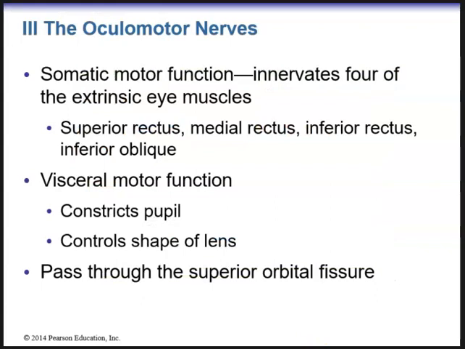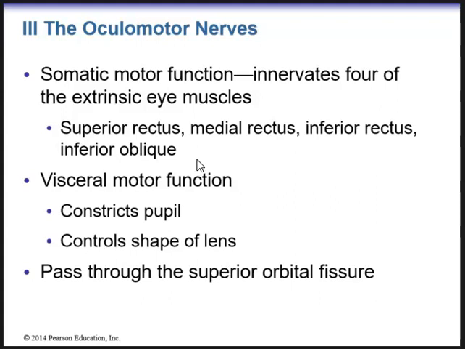Oculomotor nerve, cranial nerve 3. It provides motor function, innervates 4 of the extrinsic eye muscles. This is the superior rectus, the medial rectus, inferior rectus, and inferior oblique. Unfortunately, we did not have enough time to go over the eyes and the different muscles that innervate the eyes and how the eyes move. I really wish we did.